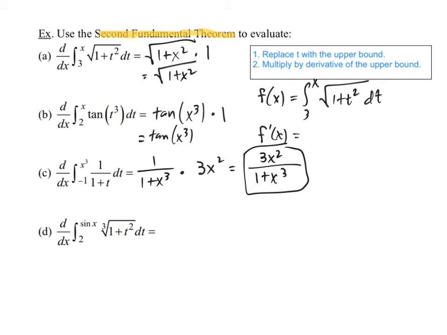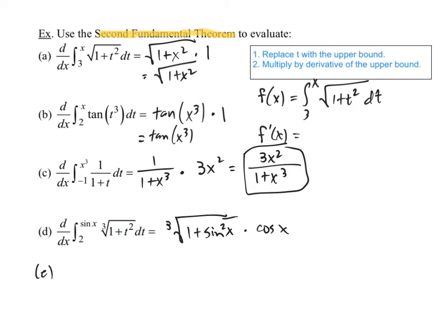So in letter D, we have the derivative with respect to x of the integral from 2 to sine of x of the cube root of 1 plus t squared dt. So step 1: I'm going to take that function, the cube root of 1 plus t squared, but instead of t, I'm going to write sine of x. So sine squared of x, and then multiply by the derivative of sine of x, which is going to give me cosine of x.